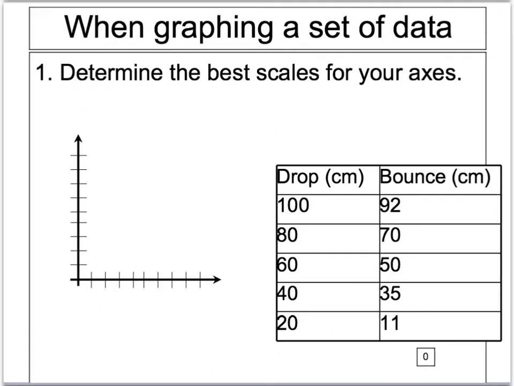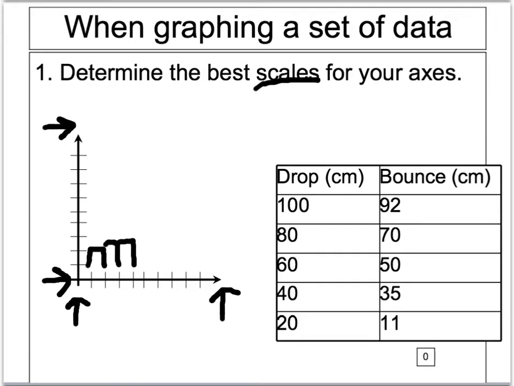Step 1 in graphing is to determine the best scales for your axes. That means, what number do I need to start at here, end at here, start at here, end at here, and exactly how much does each one of these little jumps, these dashes, how much does that represent? I've got to figure that out.